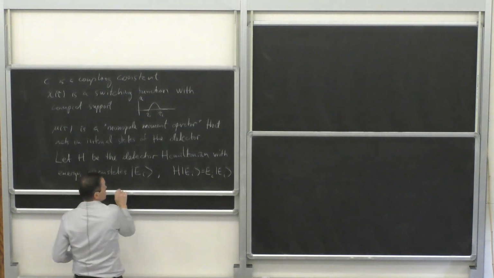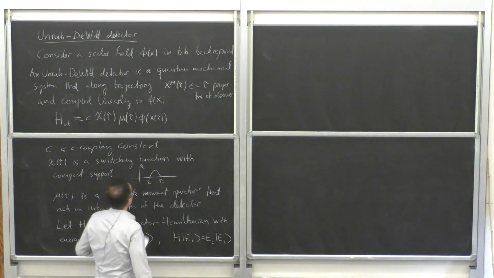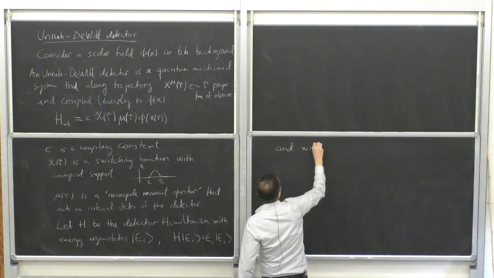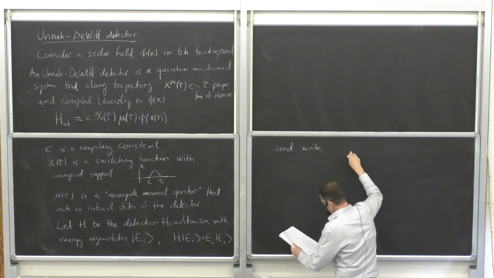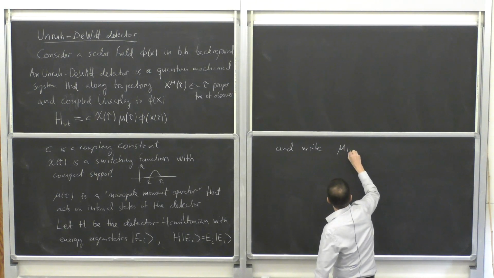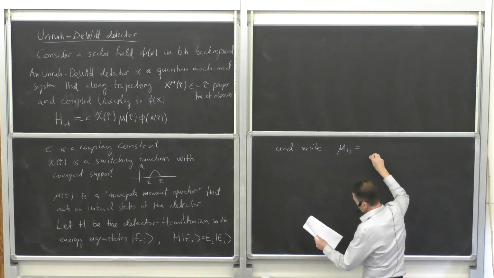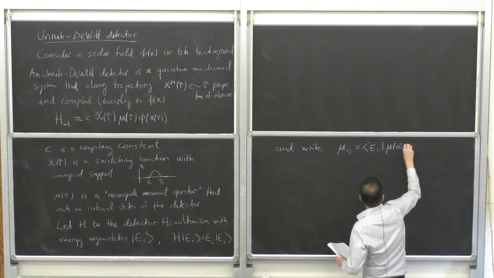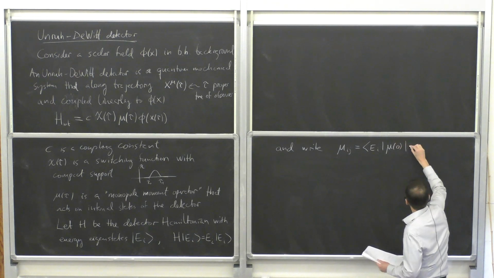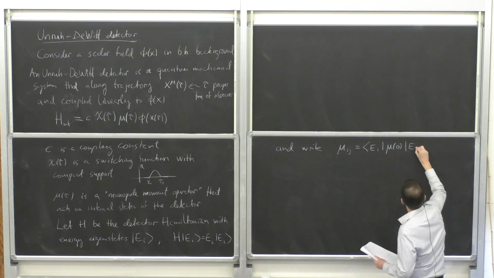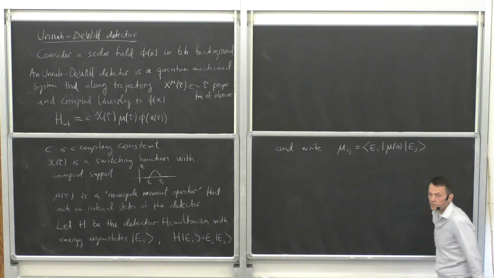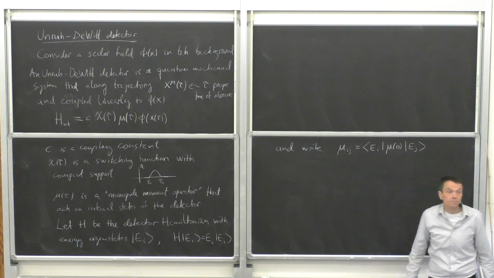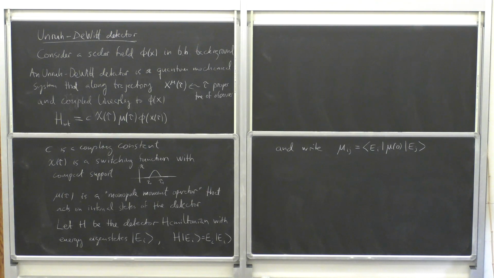And let's write we have the following expression. We call mu ij simply the matrix element of our monopole operator here, the transition, the interaction here. So these are just numbers. They are matrix elements of this operator evaluated at time 0. Okay.